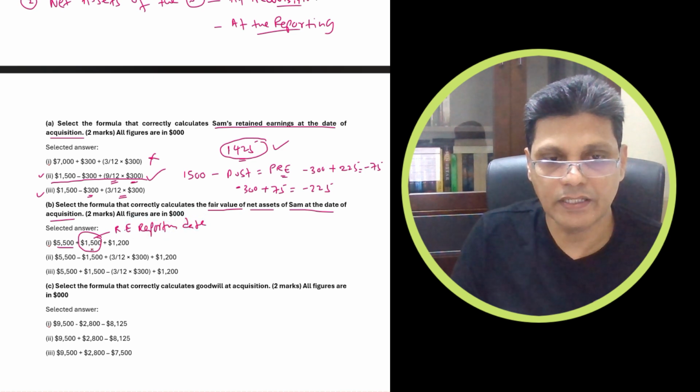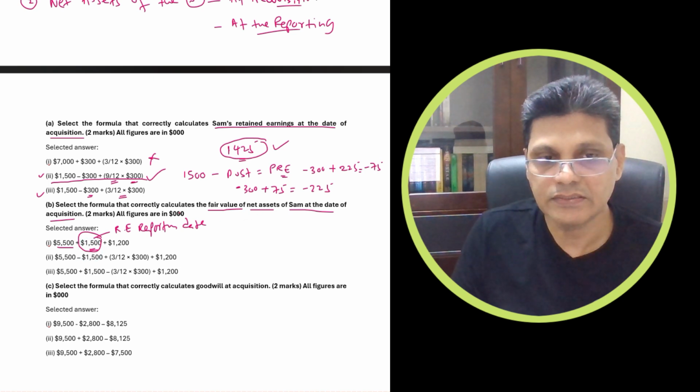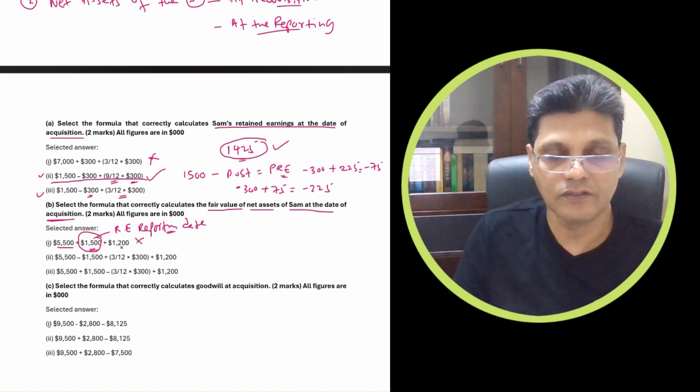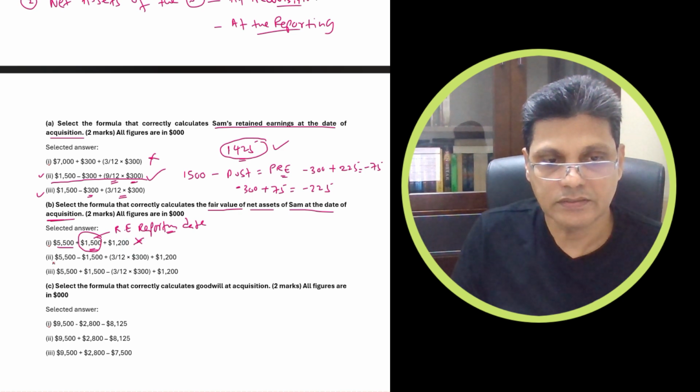So therefore you can't take the entire profit. We need to calculate the fair value of the net assets at the date of acquisition. Okay, so therefore this is post the retained earnings at the reporting date. You can't take this. Therefore this answer is not correct. Then out of the second answer and the third one, we have to choose the correct one. Now since you are adding, you have to add to the share capital, the retained earnings has to be added. So here they have deducted. So therefore this is not the correct answer. The right answer should be this.